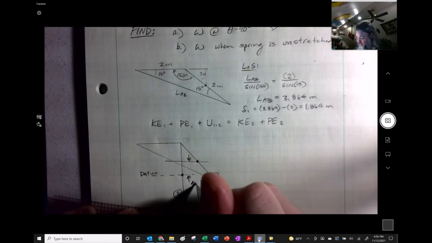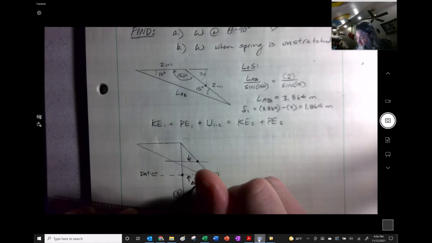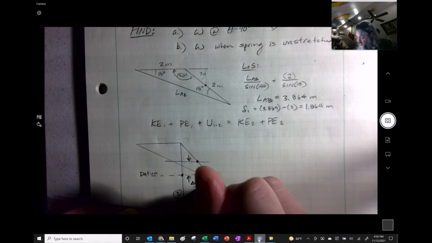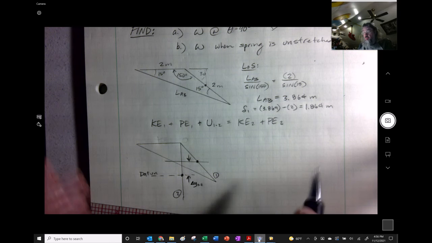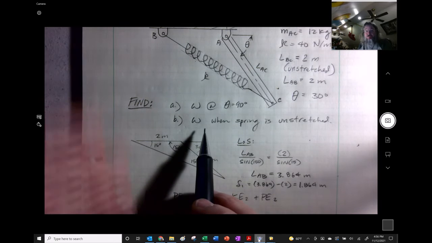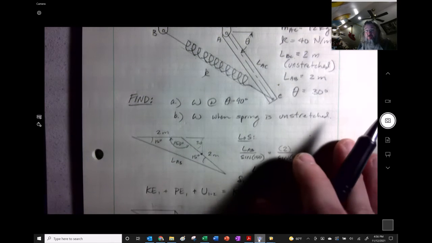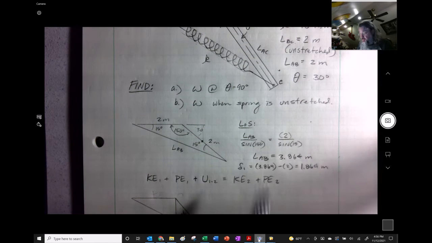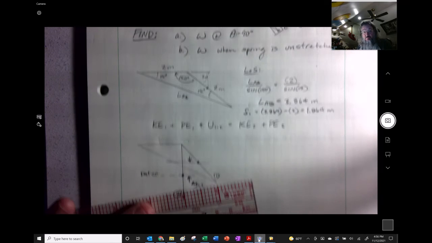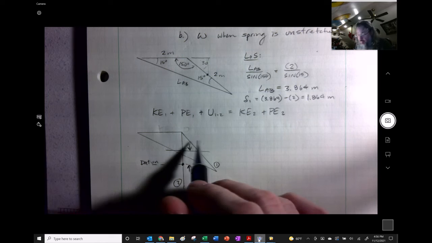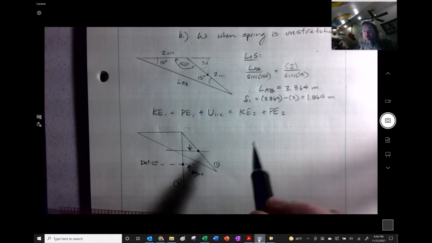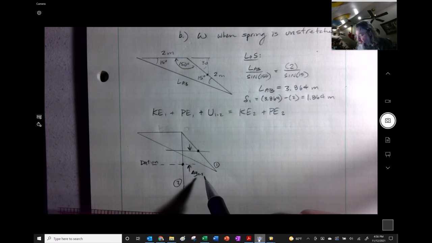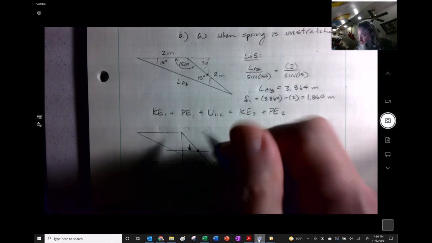And I'll call that delta Y 1 to 2. I'm also thinking about part B in this. We're going to have to figure out the angles for part B, so that's coming up. We might have to do a reset in our numbering and our datum. But for now, for this one, between these two positions.